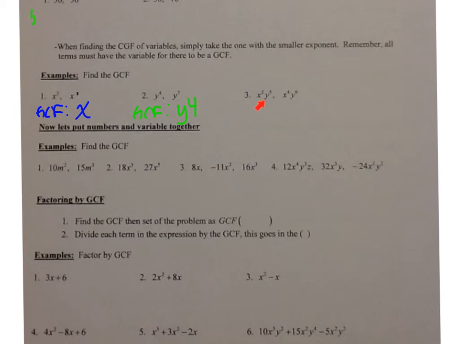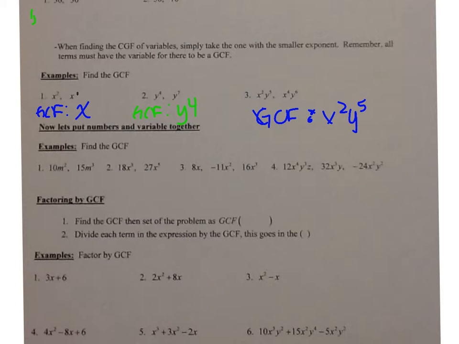Okay, so number 3, we have x to the second, y to the fifth, x to the fourth, y to the sixth. So let's start with the x's. We have x to the second and x to the fourth. So x to the second is the smaller, so the GCF would be x to the second. And then we have y to the fifth and y to the sixth. It would be y to the fifth. So that would be my GCF, x to the second and y to the fifth.